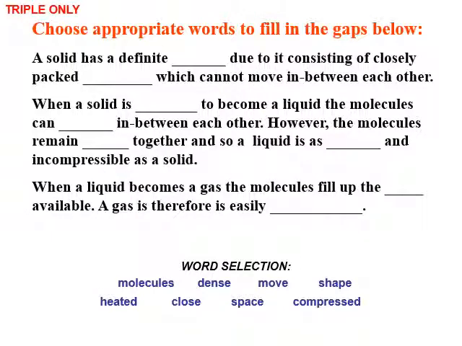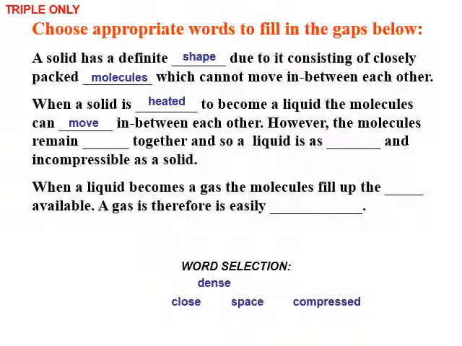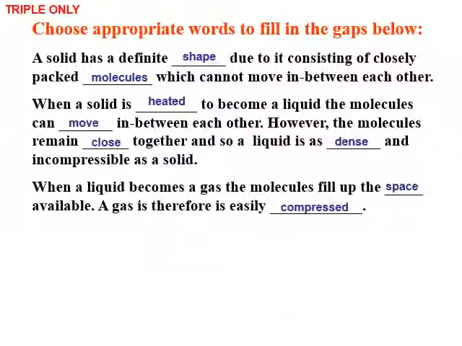So to complete this review of what you probably learned previously in chemistry, choose an appropriate word to fill in the gaps. A solid has a definite shape due to it consisting of closely packed molecules which cannot move in between each other. When a solid is heated, it becomes a liquid. The molecules can move in between each other now. They can flow. However, the molecules remain close together, and so a liquid is dense and incompressible, just like a solid is. When a liquid becomes a gas, the molecules fill up the space available. Therefore, the gas can be easily compressed.